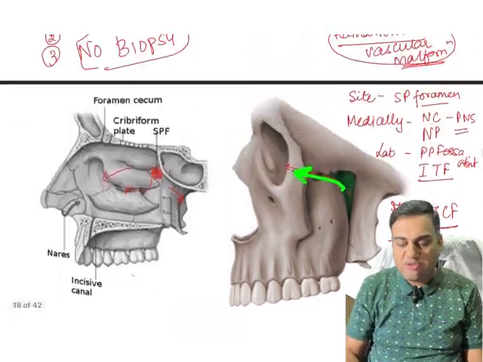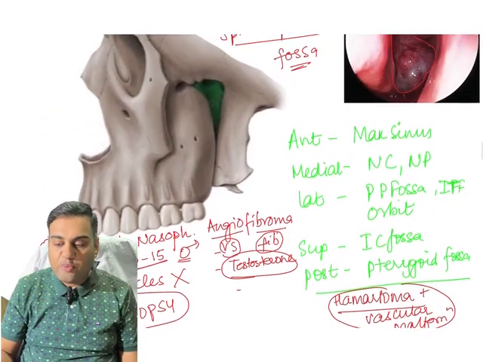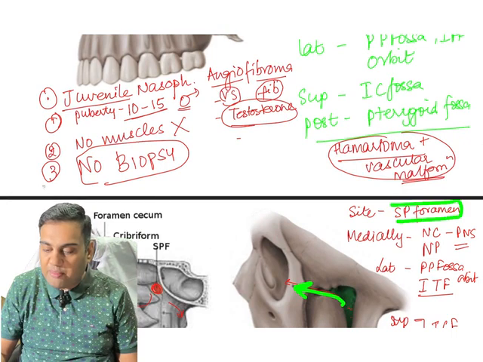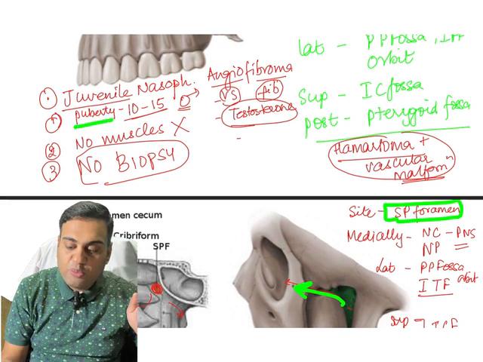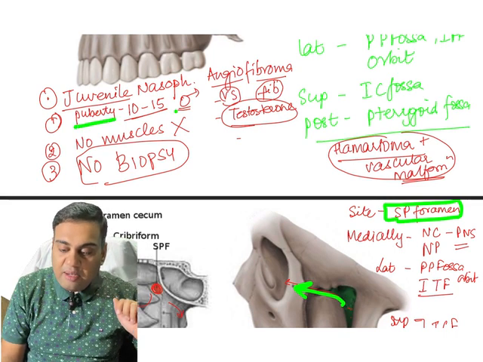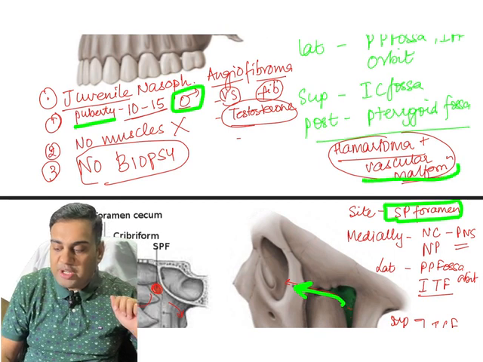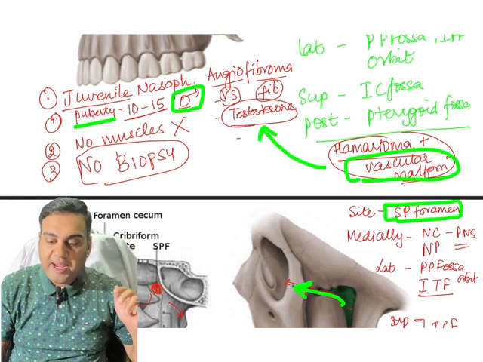What have we seen so far about angiofibroma? We have seen that angiofibroma develops from the sphenopalatine foramen, right? It occurs in puberty. It occurs in males. Why does it occur in males? Because this is a vascular malformation under the effect of testosterone. So it will occur in males.